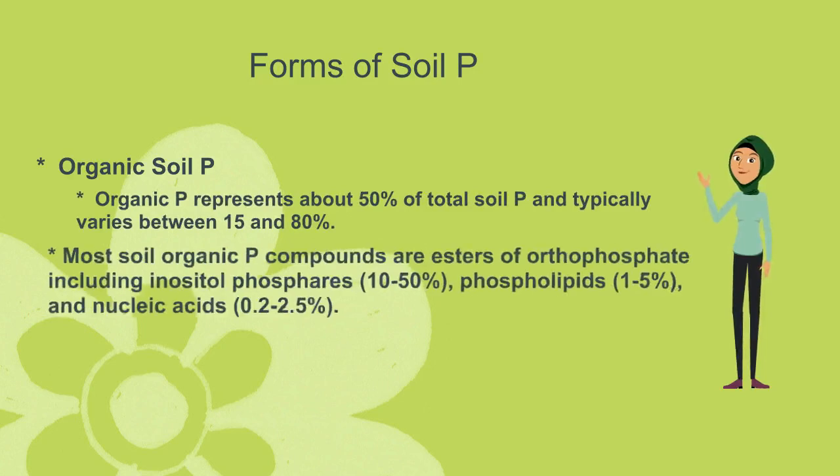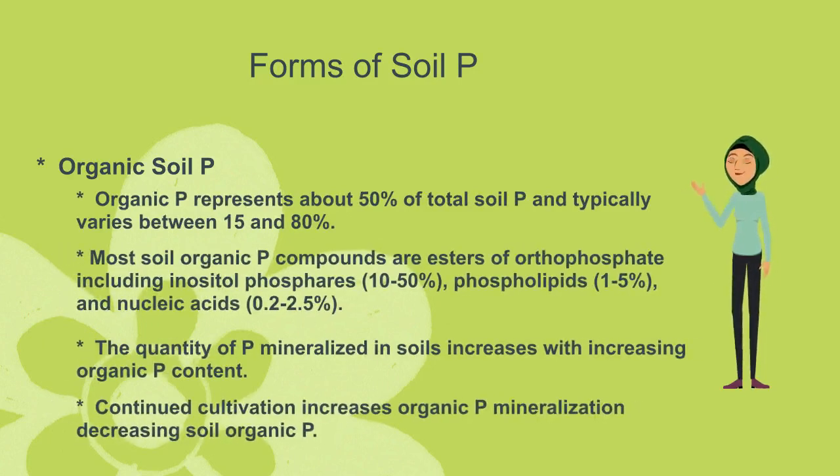Organic P represents about 50% of total soil P and typically varies between 15 and 80%. Most soil organic P compounds are esters of orthophosphate including inositol phosphates, 10 to 50%, phospholipids, 1 to 5%, and nucleic acids, 0.2 to 2.5%. The quantity of P mineralized in soils increases with increasing organic P content. Continued cultivation increases organic P mineralization, decreasing soil organic P.